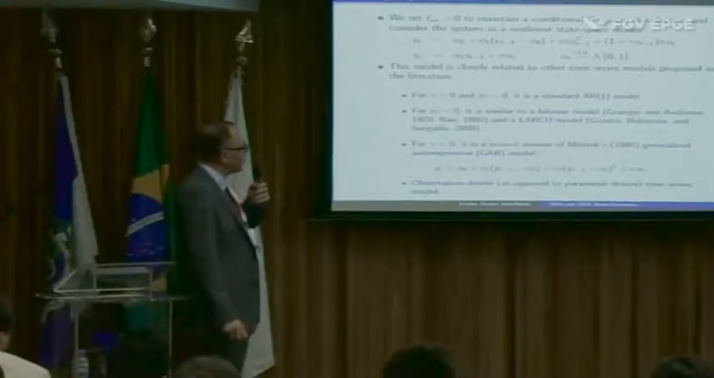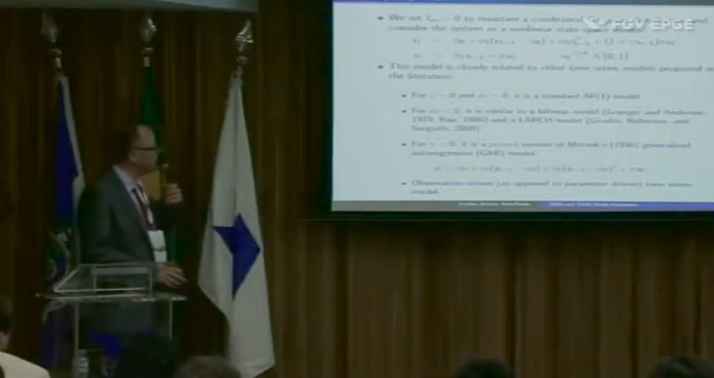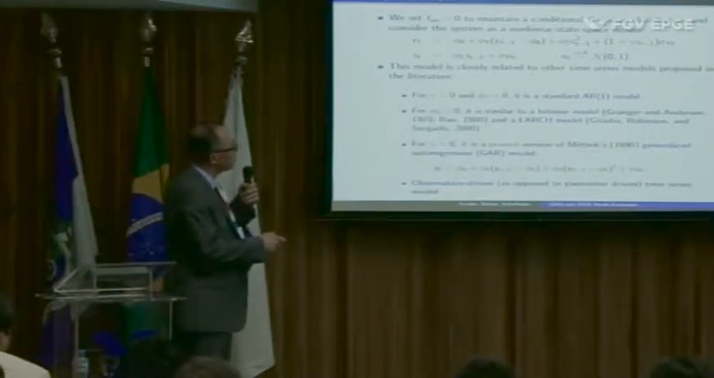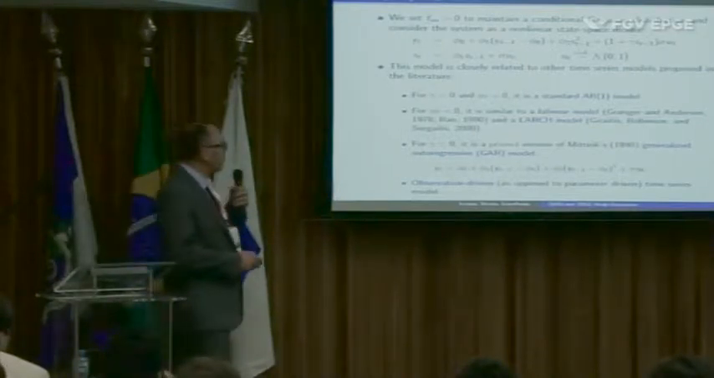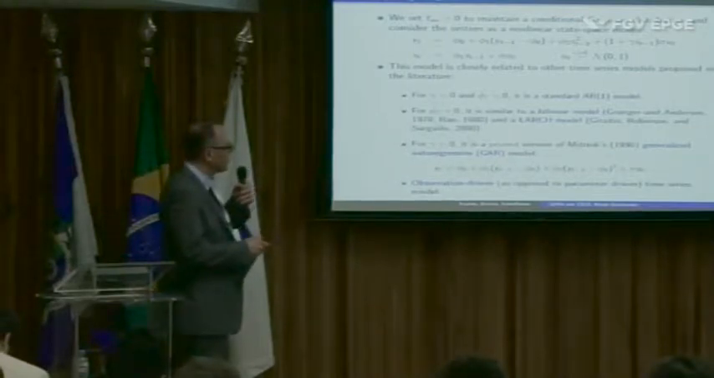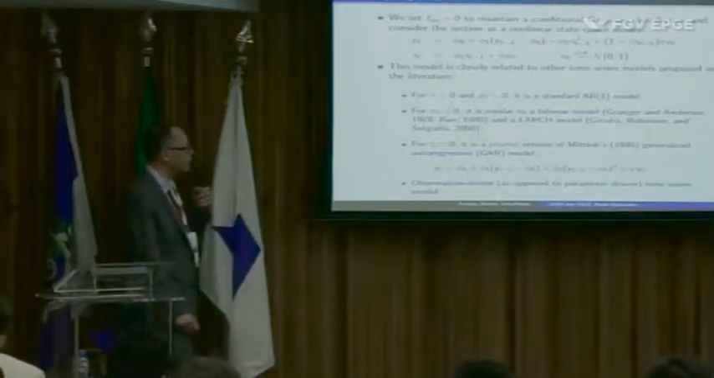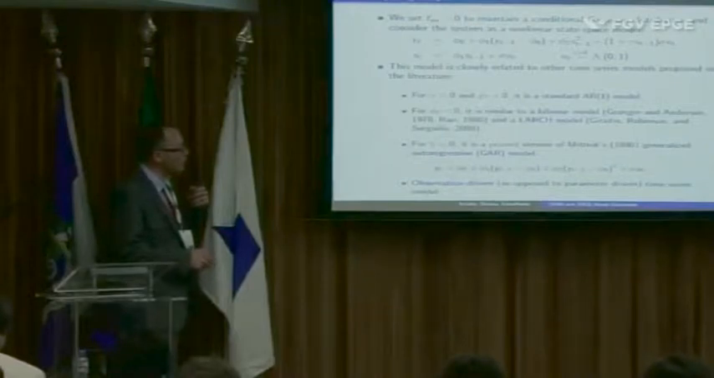And now you could look at this and ask, how does that compare to something I know? First of all, if this gamma is 0 and phi2 is 0, then you have your standard AR(1) model. Second of all, if you kill this quadratic term, then it looks similar to a bilinear model, or what's called a linear ARCH model.